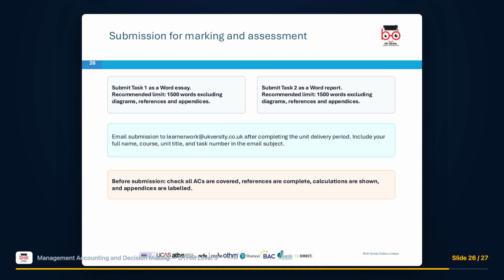To submit, provide Task 1 as a Word essay and Task 2 as a Word report, each recommended at around 1,500 words, excluding diagrams, references, and appendices. Email your work to learnerwork@ukversity.co.uk after completing the unit delivery period with your name, course, unit title, and task number in the subject. Before submitting, check all criteria are covered, references are complete, calculations are shown, and appendices are labelled.